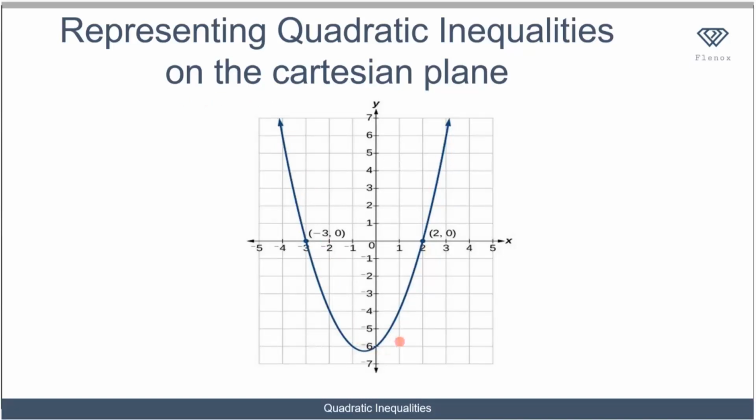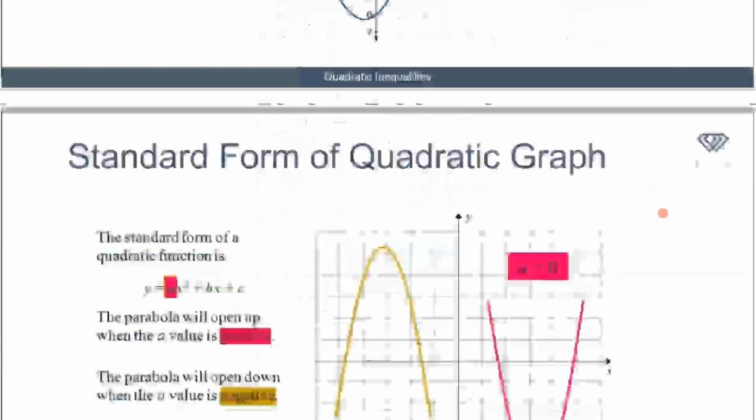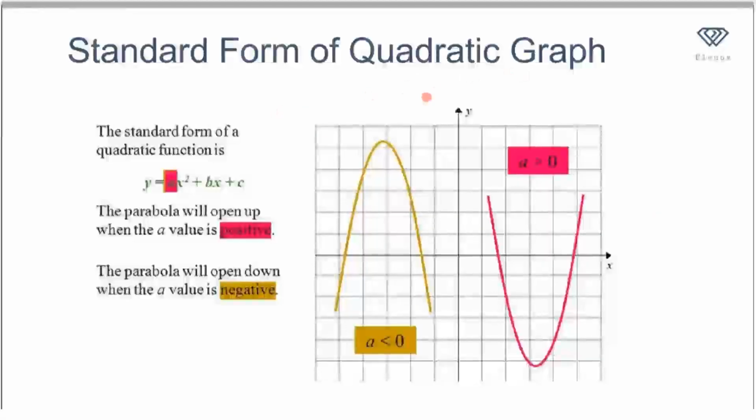So what determines the orientation of the parabola? The parabola can either face down like this or go up like this. What determines it? As we will see, the orientation depends on the standard form of a quadratic function, which is y equals ax squared plus bx plus c. The parabola will open up if the a value is positive.